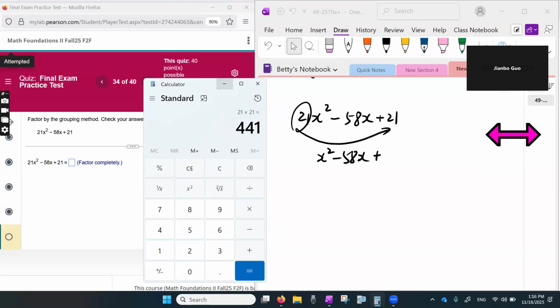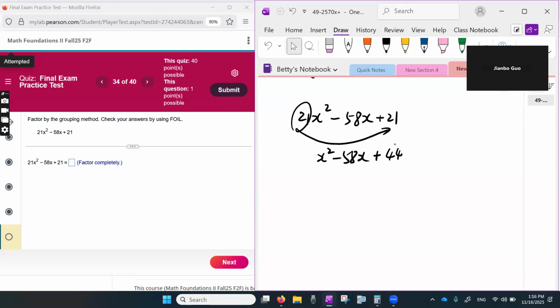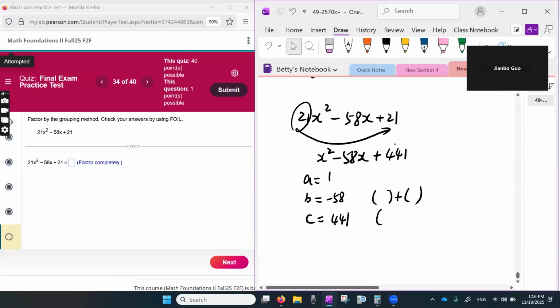441. Okay, and you're going to do your ABC. A is 1, B is negative 58, C is 441. And then we are looking for 2 numbers. They multiply to 441 and add up to negative 58, right? They must both be negative.